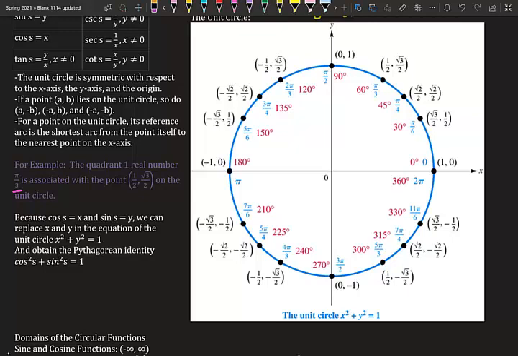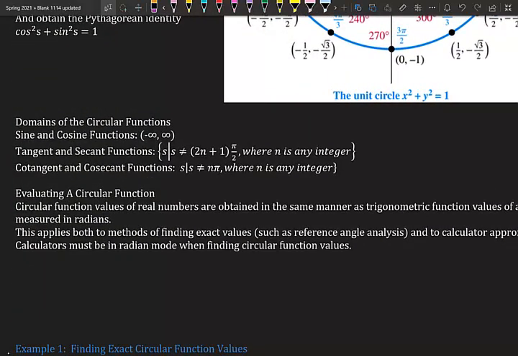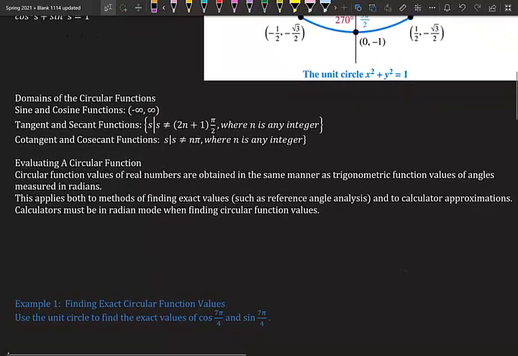Okay, some extra information that doesn't really pay off right now, but it's going to come up very soon. Domains of certain things. Remember, domain is what x, or s in this case, can and cannot be. For sine and cosine, your domain is all real numbers. For tangent and secant, s such that s cannot equal 2n plus 1 times pi over 2, where n is any integer. And for cotangent and cosecant functions, s such that s cannot equal n times pi, where n is any integer. That does come back, I promise.